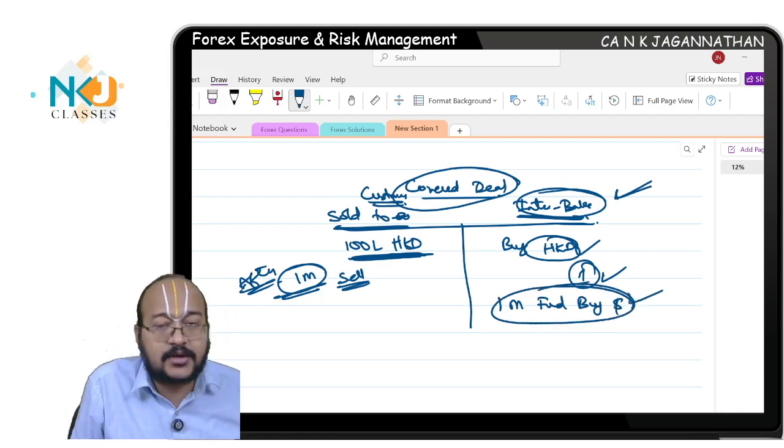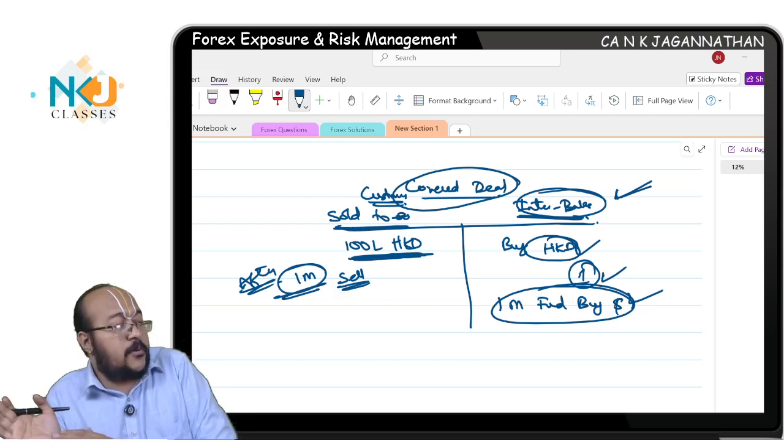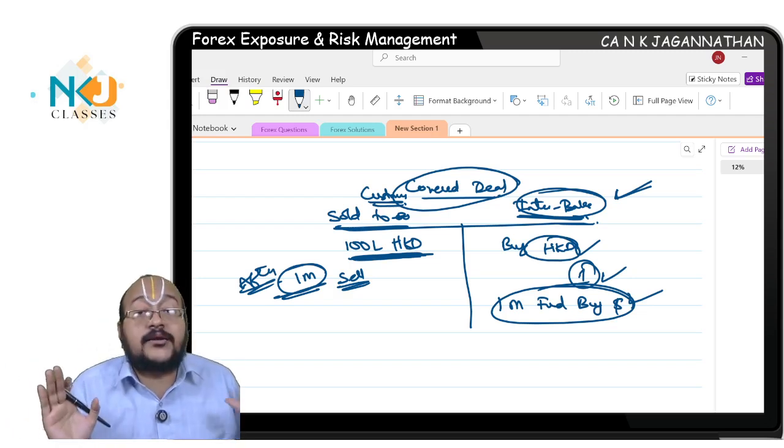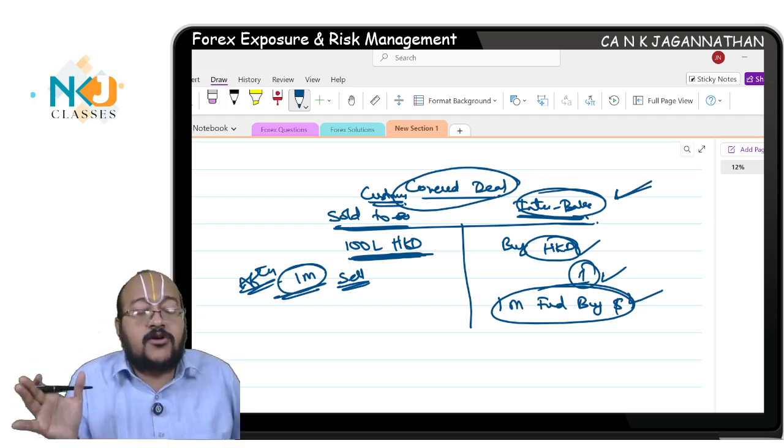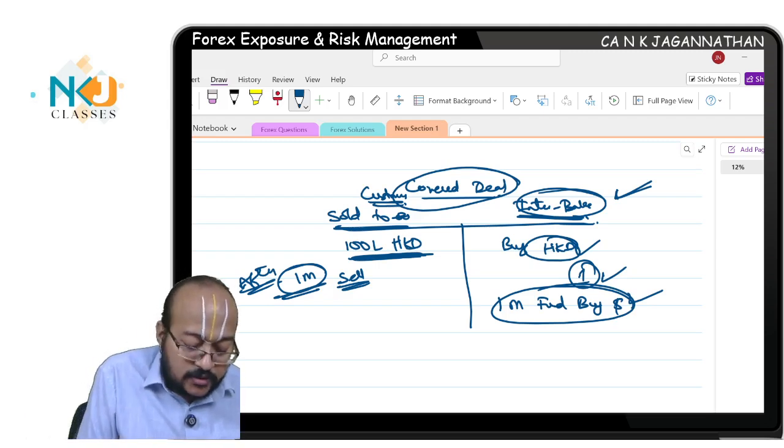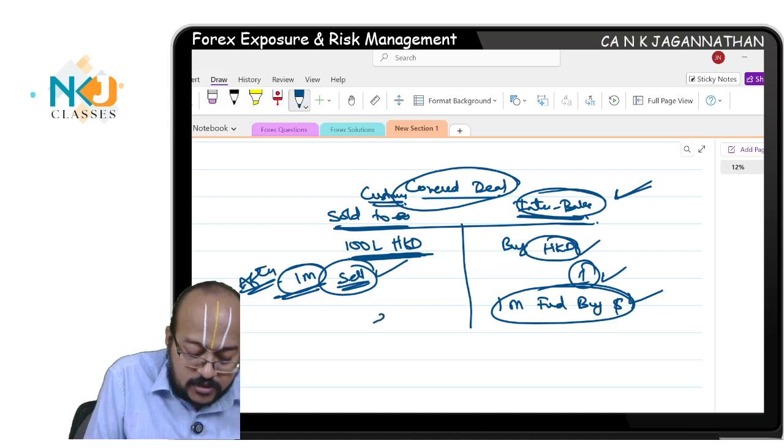Are you all understanding? Corresponding, okay, the opposite transaction he will take in the interbank, and this is called a cover deal. Are you all understanding? Now, this will be sold for how much in rupee terms? What is the sale value?